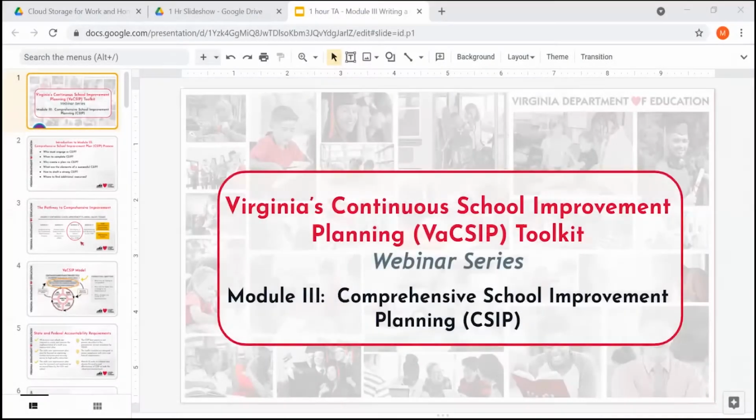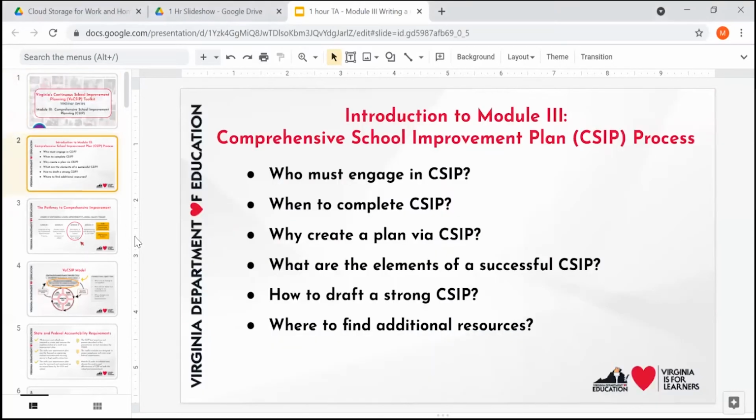So, our guiding questions for today: who must engage in the comprehensive school improvement planning process? And I'm just going to tell you this right now, every school is supposed to have a comprehensive school improvement plan, and we'll discuss that. Even from the worst schools to the best schools, the most challenged to the most successful, and everyone in between. We're going to talk about when to complete a CSIP, why create a plan using this model, and we're going to give you some examples. You don't have to use our models, but hopefully they will help you in your thought process.